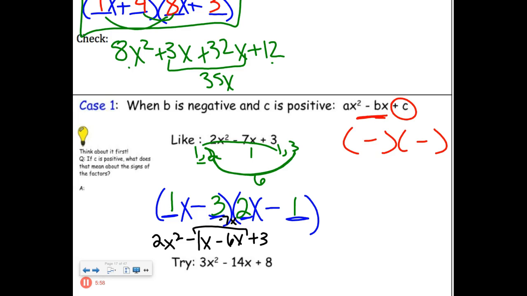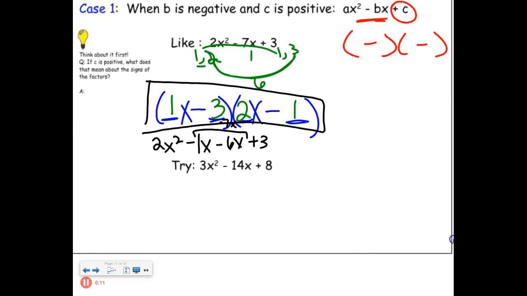So as you guys can see, it's very similar to what we did yesterday. The only difference is instead of minus minus, I've got plus plus. Okay. All right, let's do this next one.